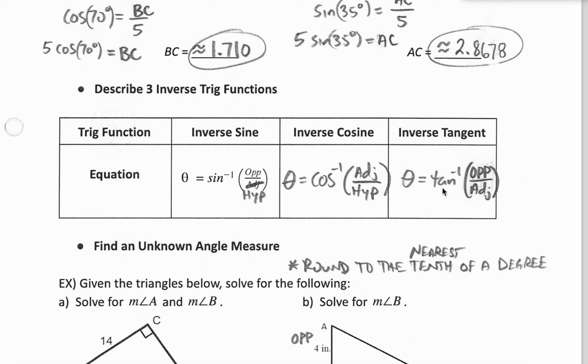Here's how we can solve for an angle measurement if we don't know what that is. These are called inverse trig functions. This little -1 above our function is the inverse symbol. Maybe you remember that from the first semester. So trig functions also have inverse functions. Remember that inverse functions undo its other function, the inverse.